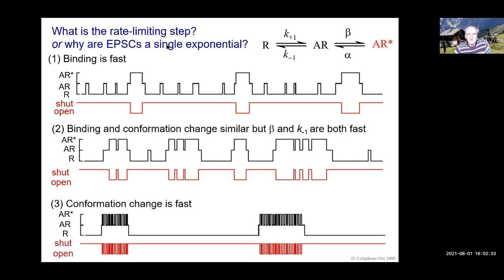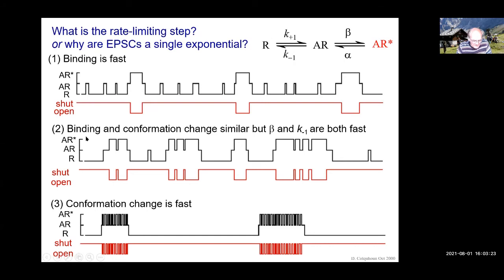Consider the opposite case at the bottom, where the conformation change is very fast and the binding is the rate limiting step. In that case, once the channel has become occupied, it won't become occupied that often because the association rate is relatively slow. Once it's become occupied, it'll almost certainly open, and when it gets back to here, it'll almost certainly open again. So you get a long burst of openings between these two states before there's a dissociation. And this doesn't look at all like what you see. This could be what you see.